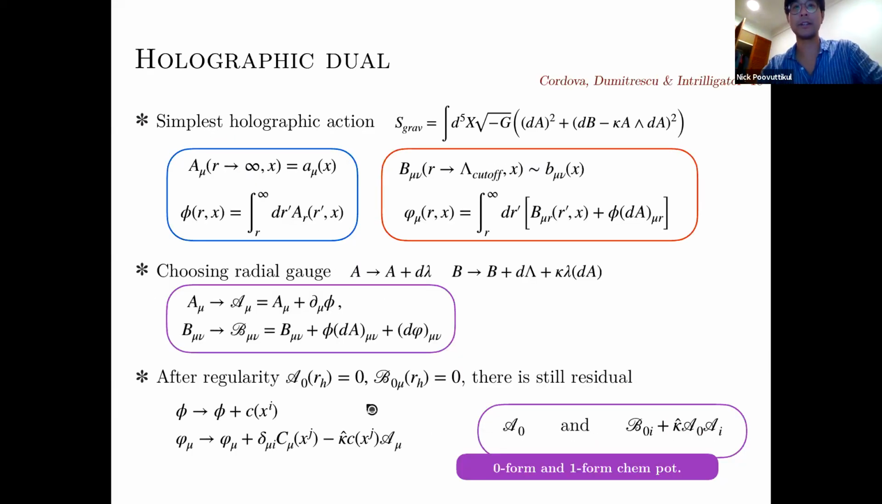Now, after the regularity condition says that the time component of A is 0 and the B_tr component is 0, there is still a residual gauge transformation, which is of this form. C is the scalar field, similar to the residual gauge transformation in the Maxwell case, and the big C is the one in the Kalb-Ramond case. Now, the combinations that are invariant under residual gauge transformations are not so many. In fact there are only two, which are these two: the chemical potential of the zero-form, the usual density, and this one, which would be the chemical potential for the string with the zero mode inside.